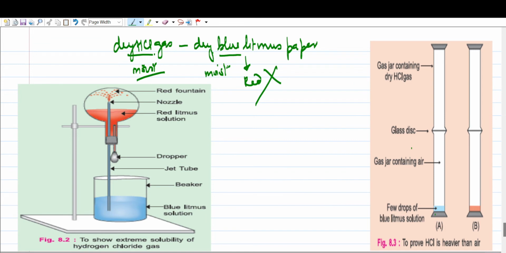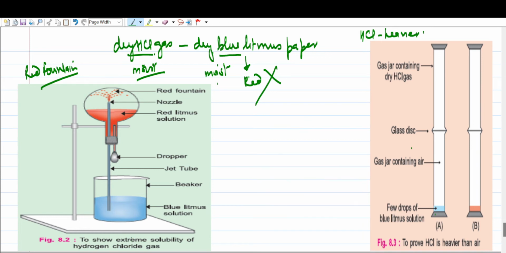The reason is that an acid is a substance which releases protons, and protons are actually responsible for converting blue litmus to red. Is this clear? Okay. Now, in physical properties there are two very important experiments mentioned in your course. One is the fountain experiment, the red fountain experiment, and the other proves that HCl gas is heavier than air. Okay, so let's take them up one by one.